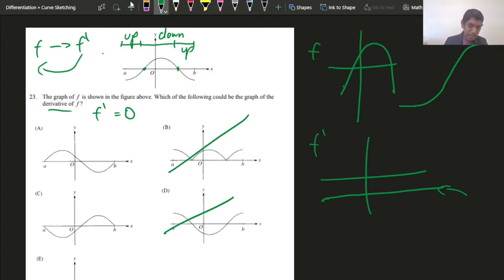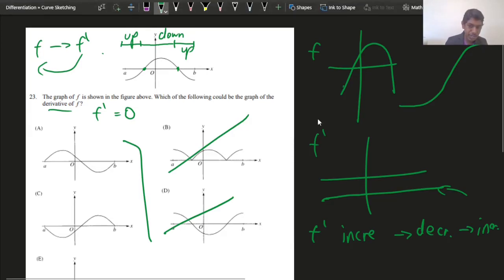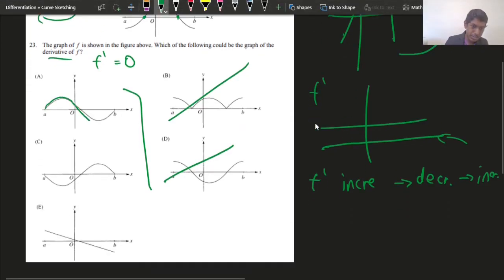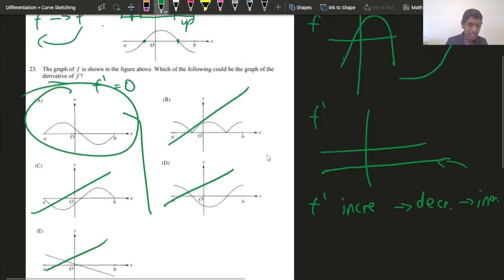So what does that mean for F prime? Well, that means F prime goes from increasing, and then it goes to decreasing, and then it goes back to increasing again, right? So let's see which one of these graphs of F prime actually do that. So here it's increasing, and it's decreasing, and it's increasing. Okay, that's fine. Graph C is decreasing first from A, which is not what we want. And then graph E is just always decreasing, so that's definitely not the right answer. So we're just left with A for this question.